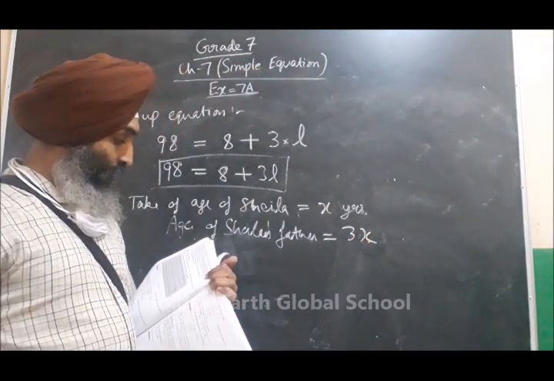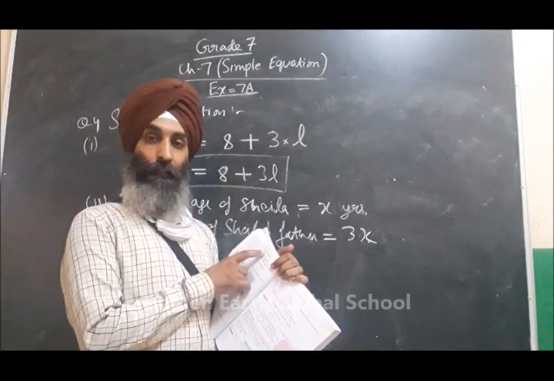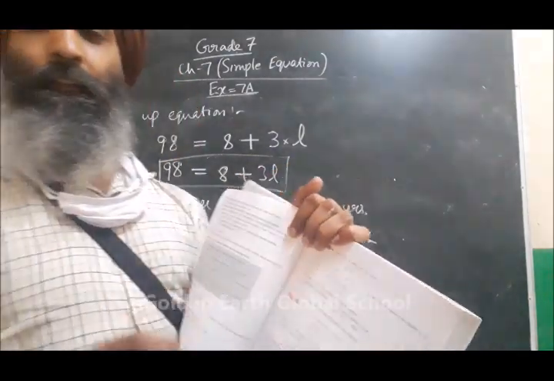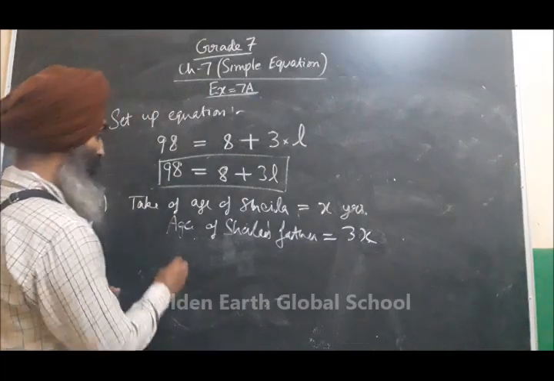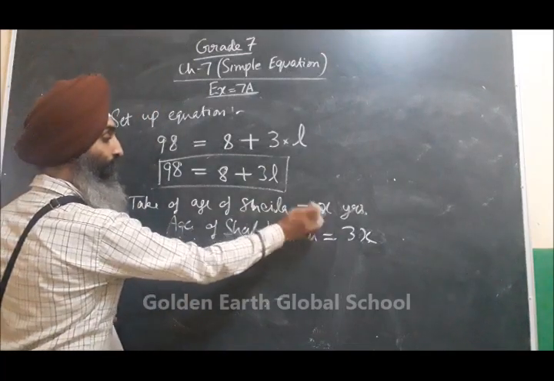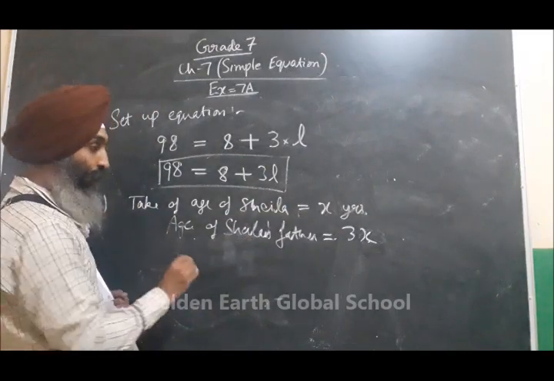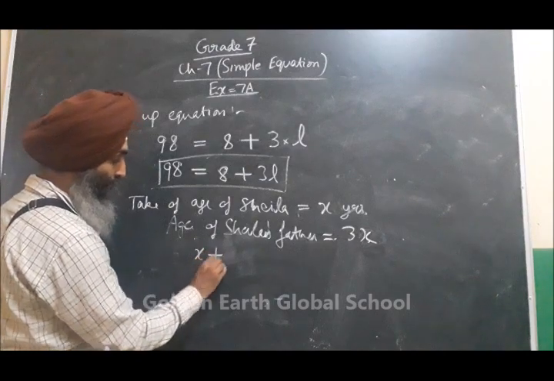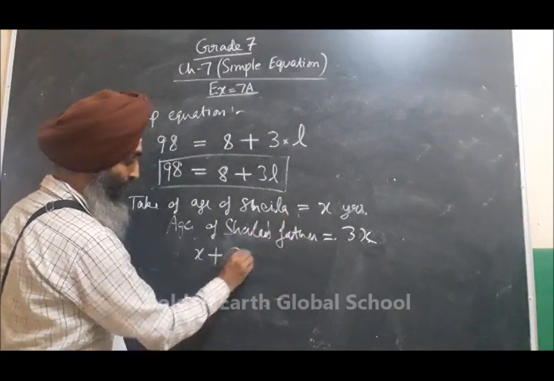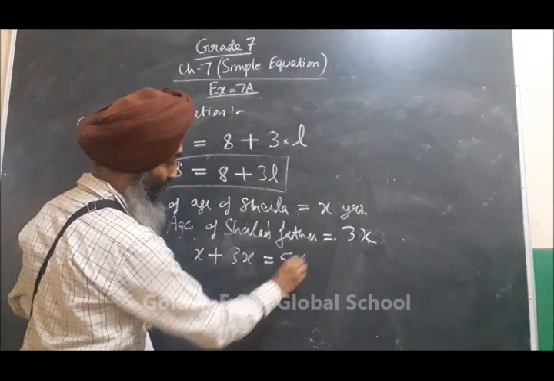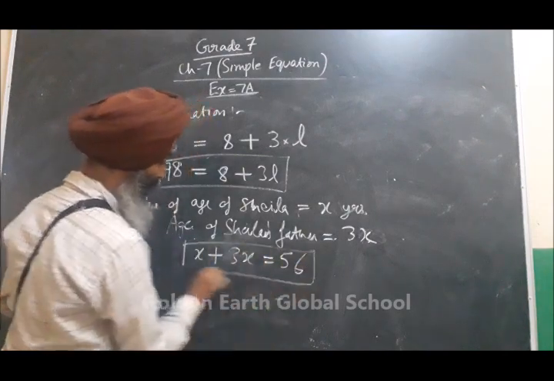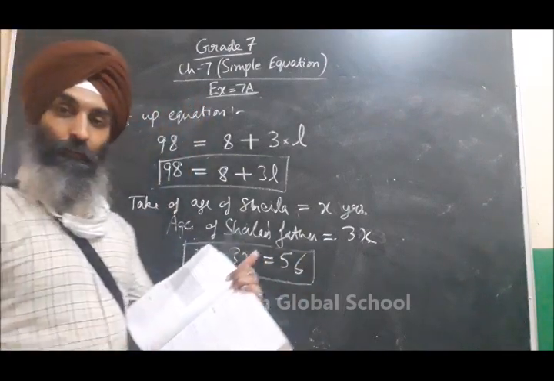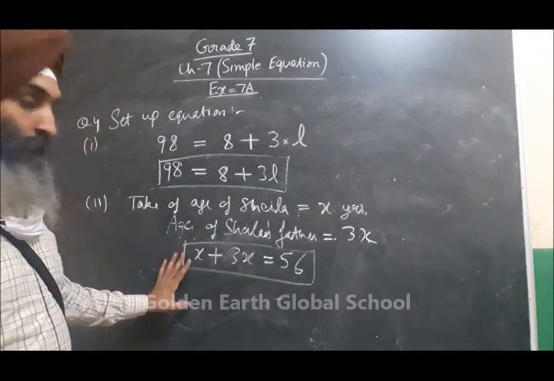Okay. And it is also given in the next statement that the sum of their ages is 56. The sum of their ages, sum means plus, so the sum of their ages is 56. So this is the required equation. So simple. So this is the answer.